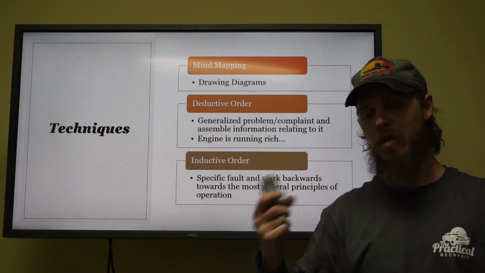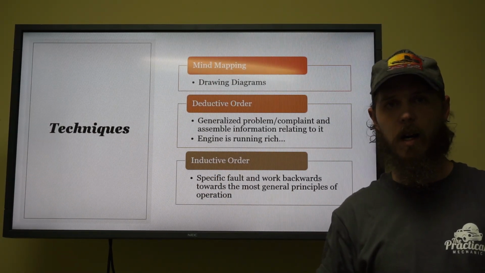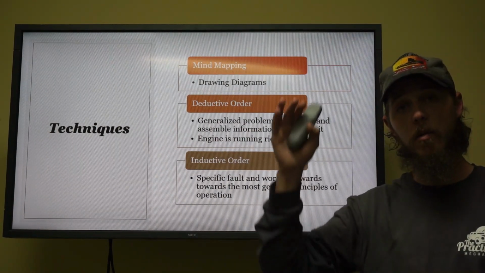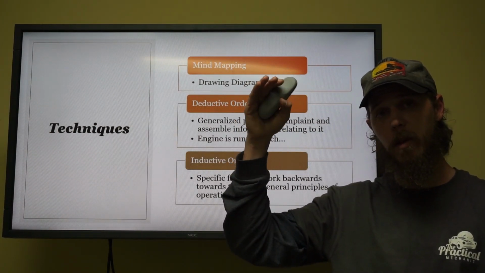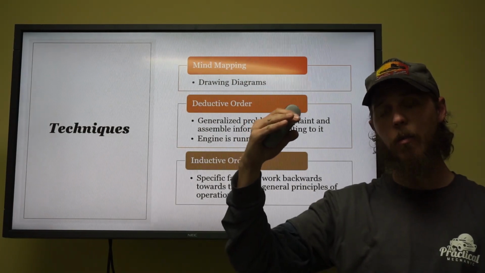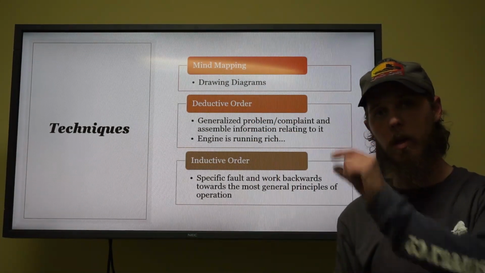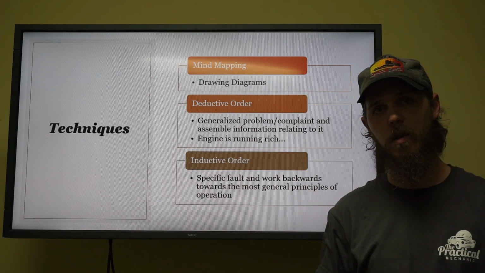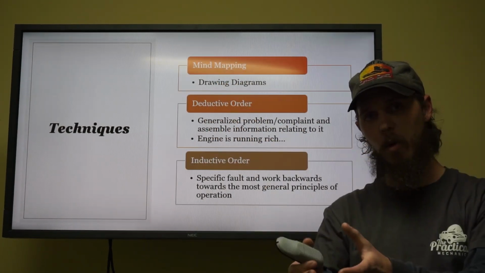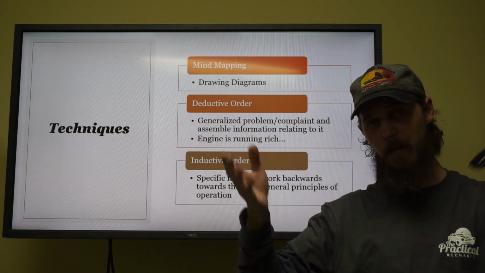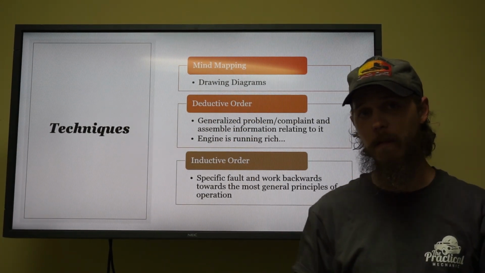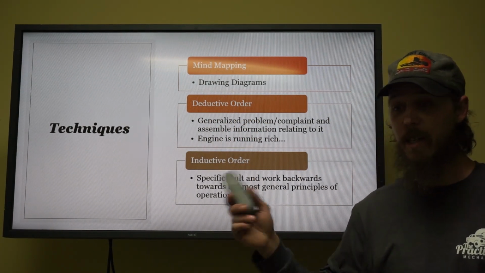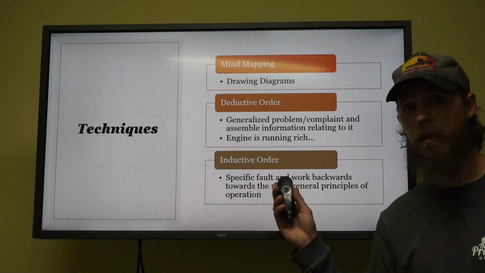Say an engine is running rich, it's low on power, traction control comes on, whatever it may be. You take a generalized customer complaint and you start to assemble the information needed to pinpoint your exact spot. Jim Morton calls it the funnels. You start with your big and you move all the way down and allow the information in the funnel to dictate your final point.